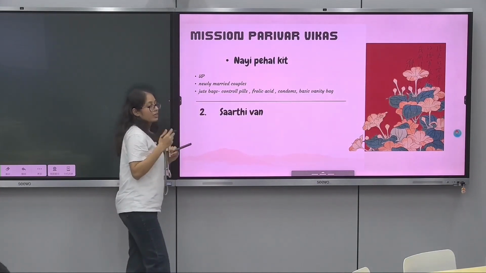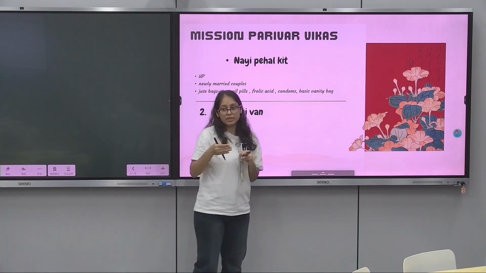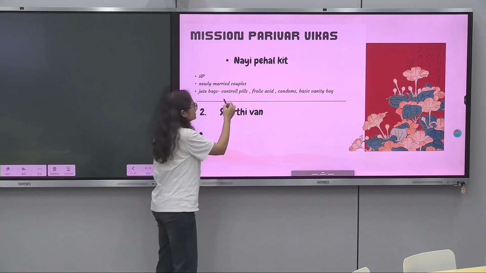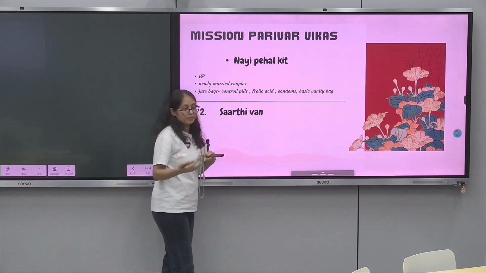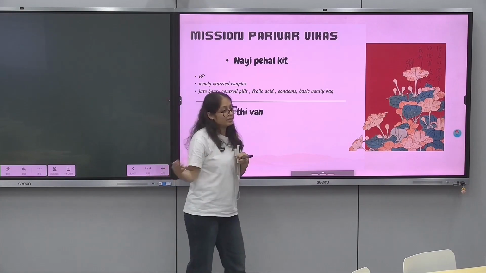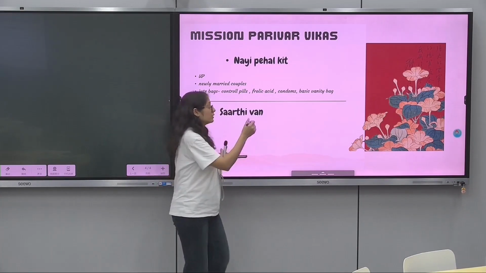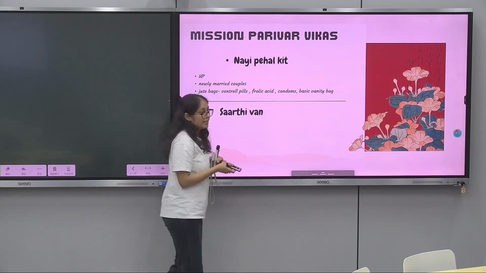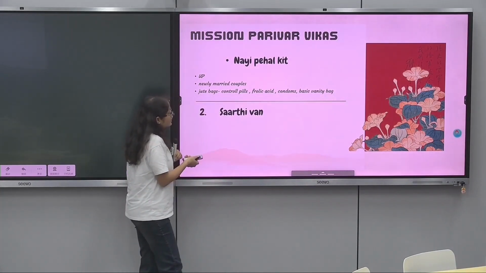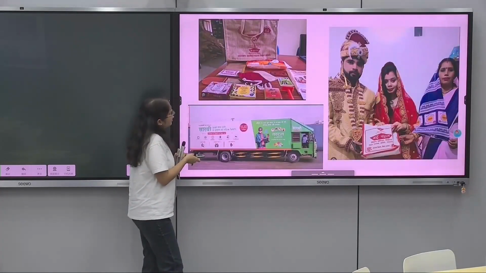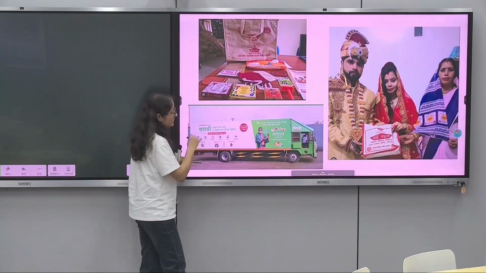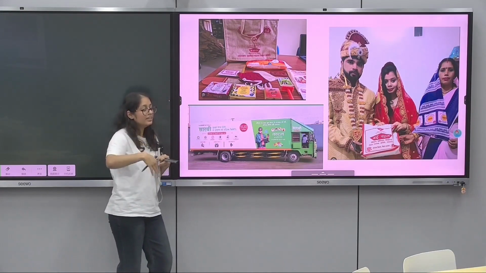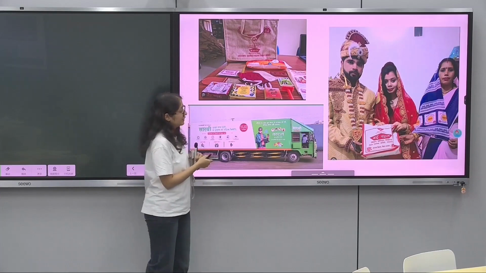Because the government wants to promote a decrease in birth rates, they are providing control pills. Folic acid is provided because they want to decrease anemia, since after having a child one can have postpartum hemorrhage, so they are preventing that, and condoms are provided to prevent pregnancy. Next is the Sarthi van. This is a Sarthi van, with a poster. It is a vanity van, and it goes around that particular area to promote the methods of contraception.